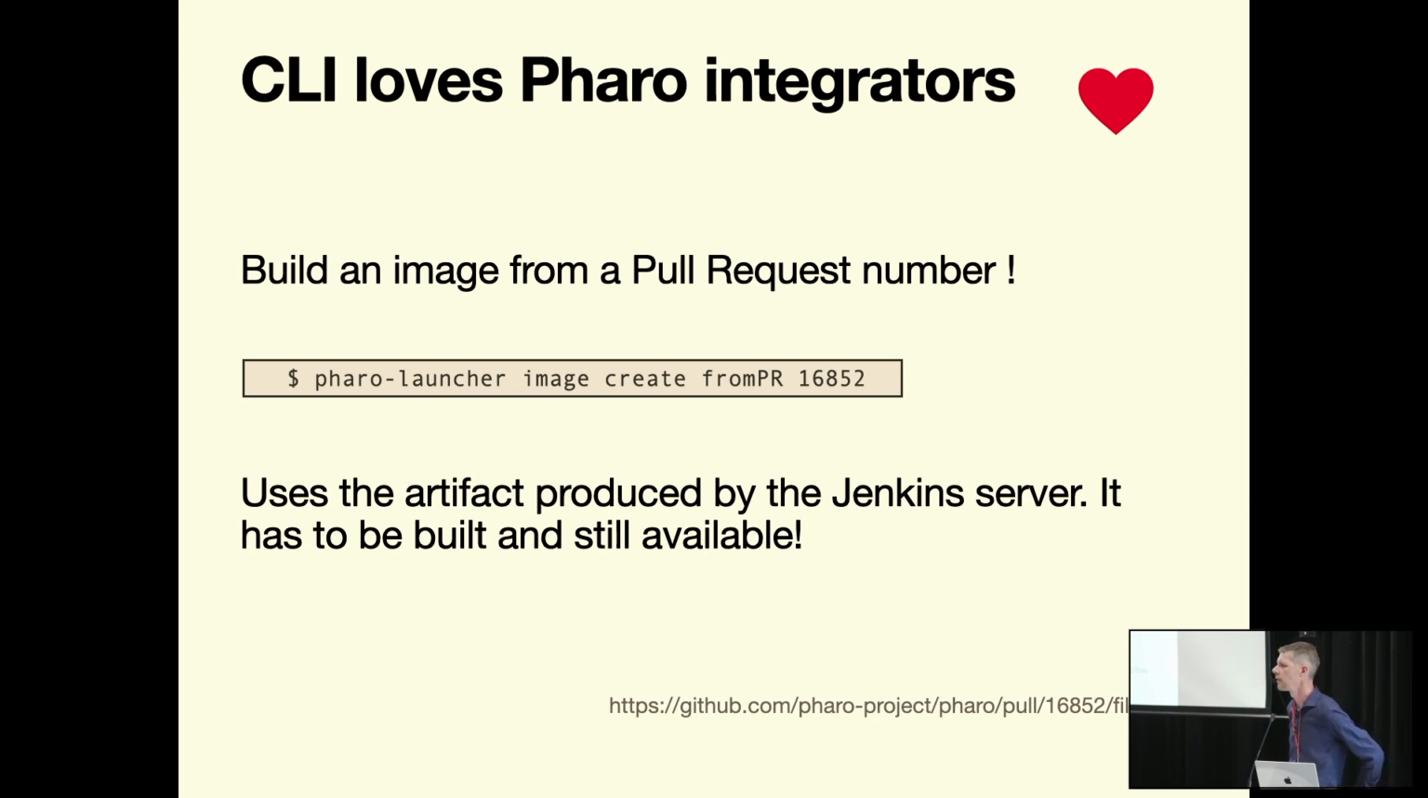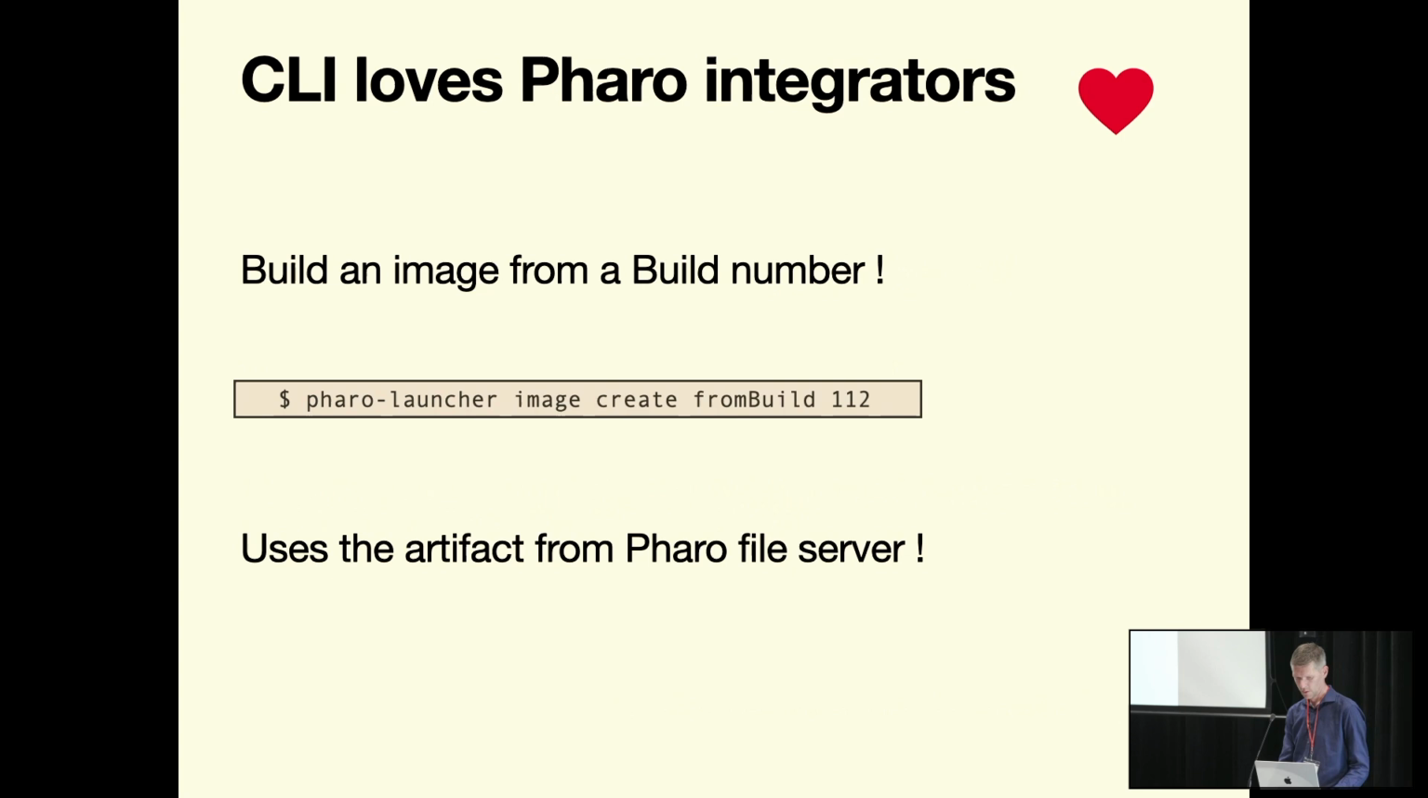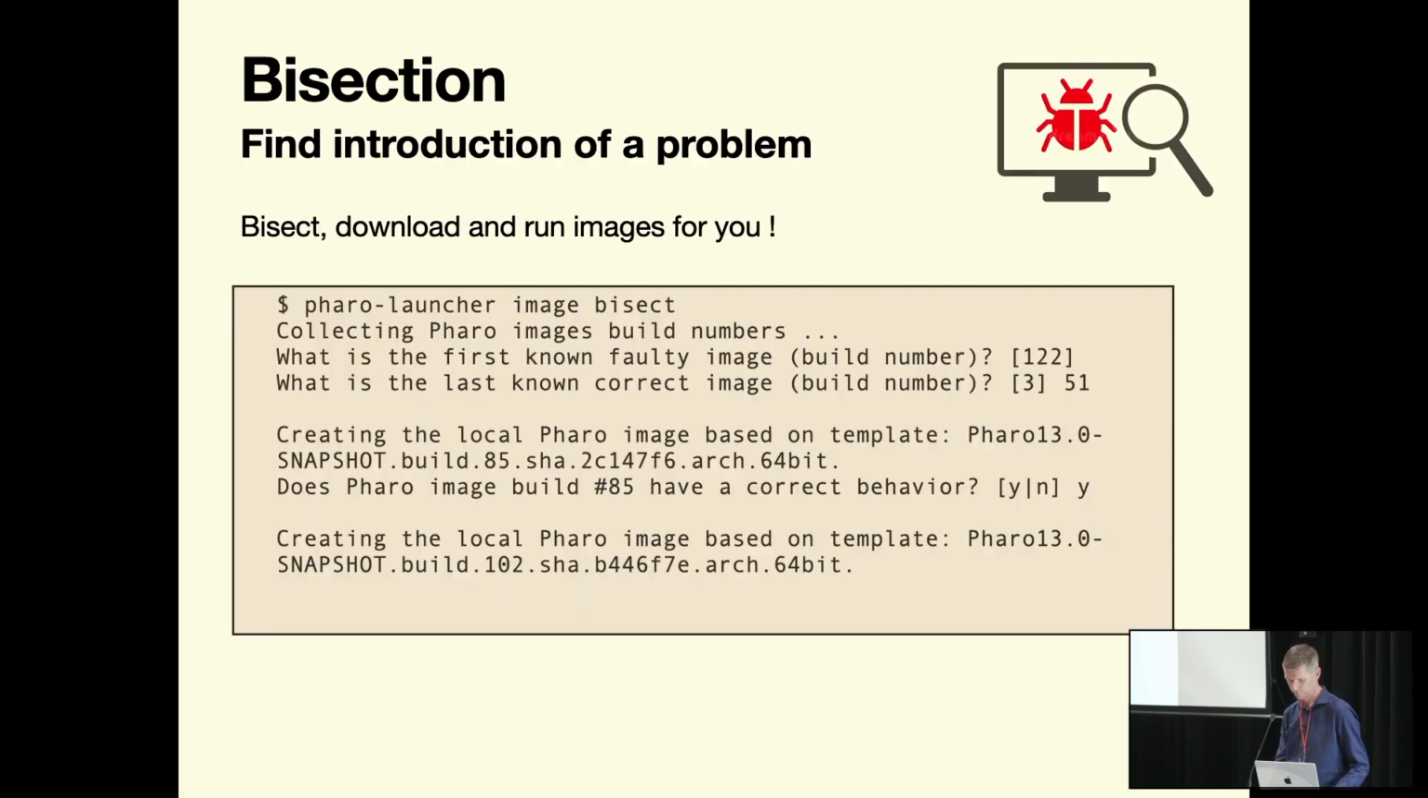Yes? Is it possible to do that in normal Pharo launcher? Not yet. Okay. You can also build an image directly from the build number. If you want a specific build of Pharo, you do that from build, the build number. And for this one, it uses artifact from the file server, so it will always work.